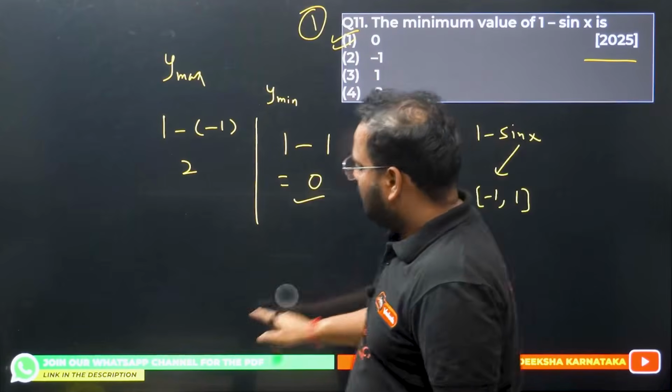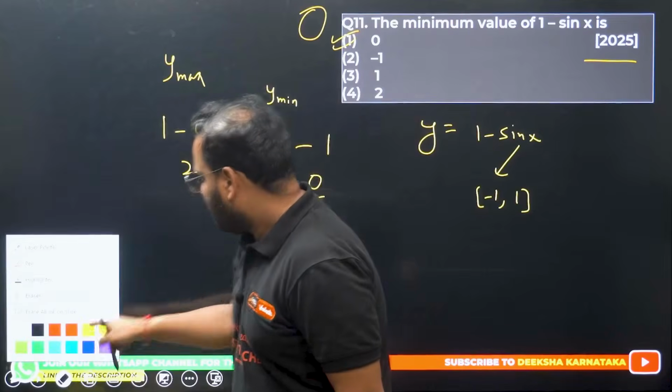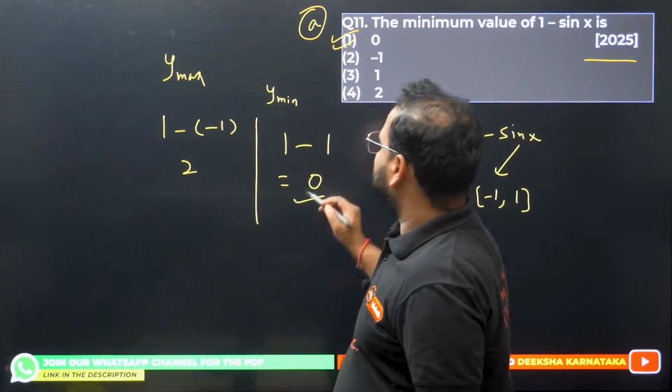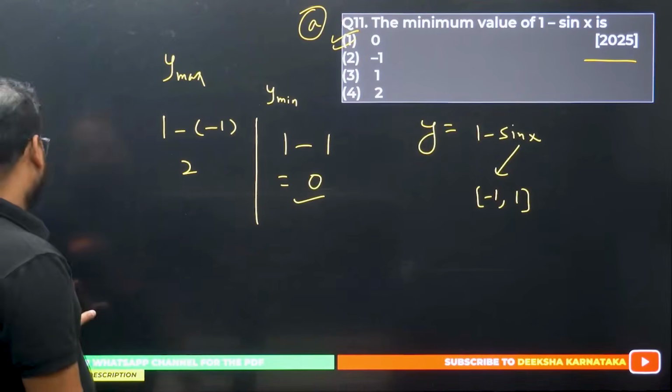Please check. Option A. I'll write this as A only. So 0 is the correct answer. This is the minimum value, 0. Got it? Clearer? Okay. Next question.